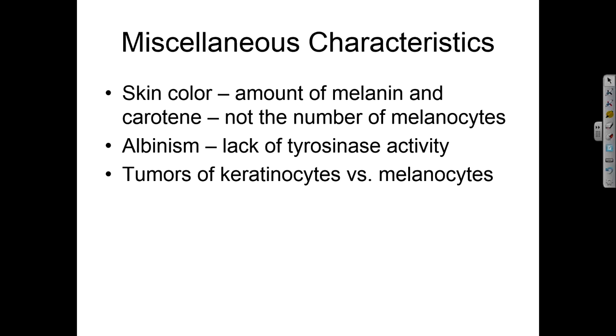Albinism, an albino doesn't have a functional tyrosinase enzyme. Remember, tyrosinase is the first of the enzymes that converts the dopaquinone into DOPA. Okay, so because they don't have tyrosinase enzyme, they can't make melanin. And so they have a very fair complexion. The pink color that you see is the reflection of blood underneath the integument.